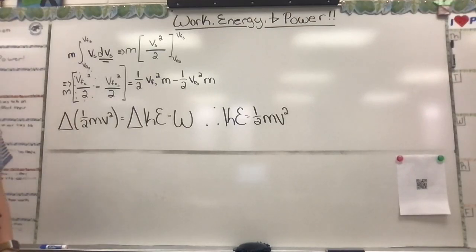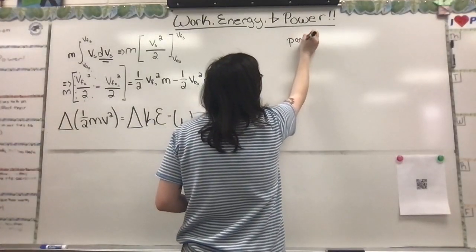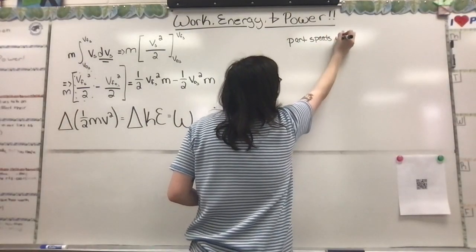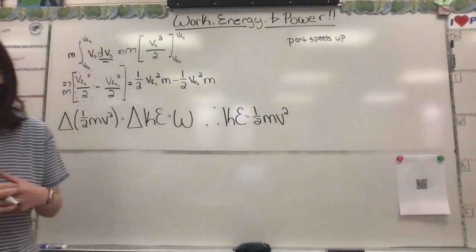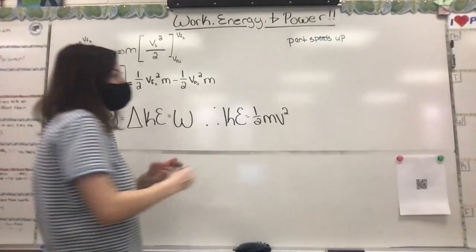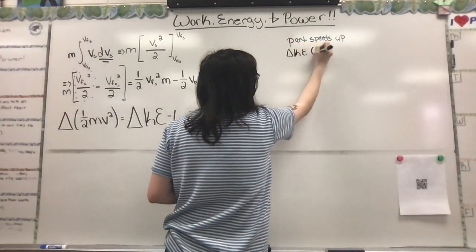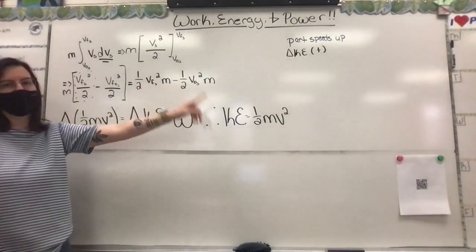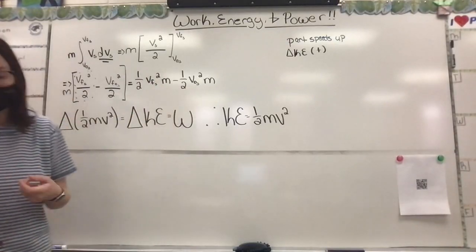So if a particle speeds up, the change in kinetic energy, do you think it's going to be positive or negative? Positive. If the particle speeds up, the change in kinetic energy is going to be positive because it's final minus initial. So if the final speed is faster than the initial speed, we're going to have a positive result.